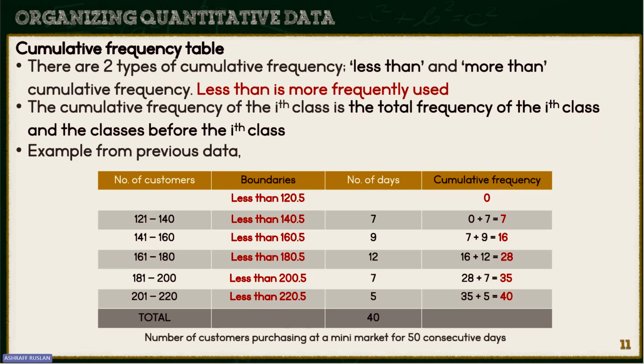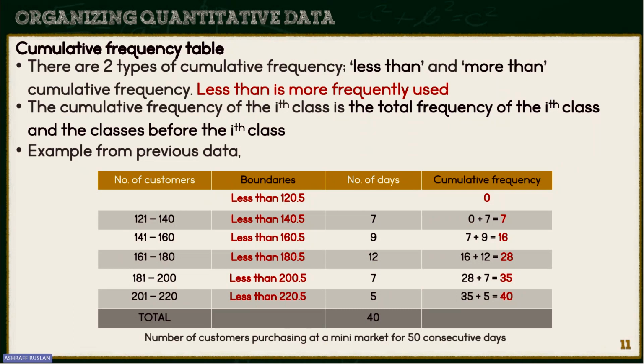Okay, when we move on to the second class interval, 141 to 160, the upper boundary is 160.5. The frequency is 9. The cumulative adalah 7, which is from the previous class, and then tambahkan dengan the current frequency of that class. So 7 plus 9 become 16.